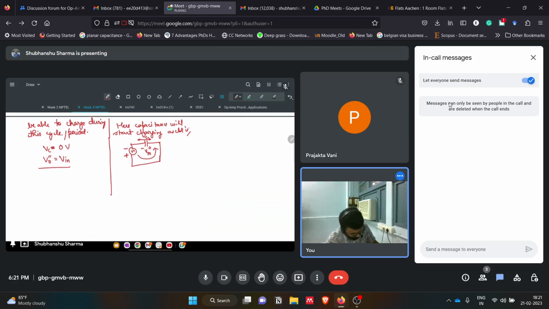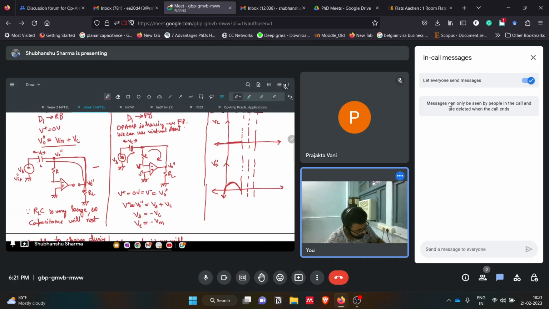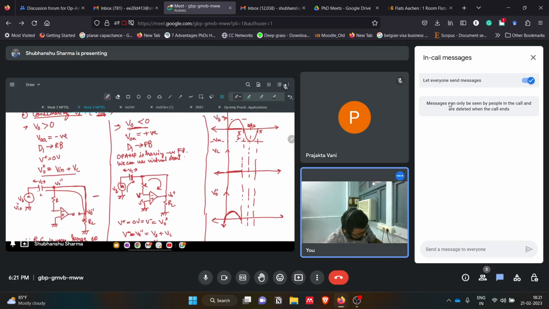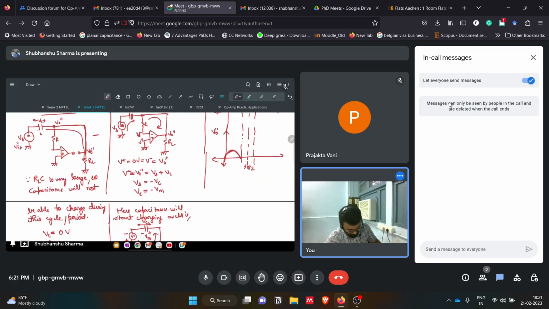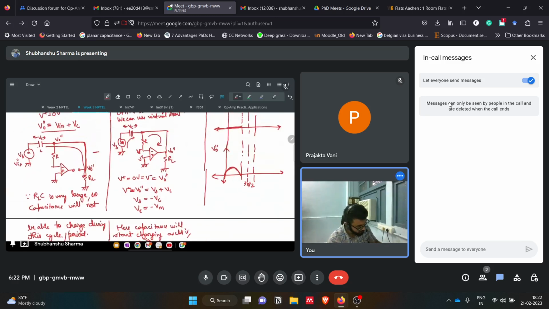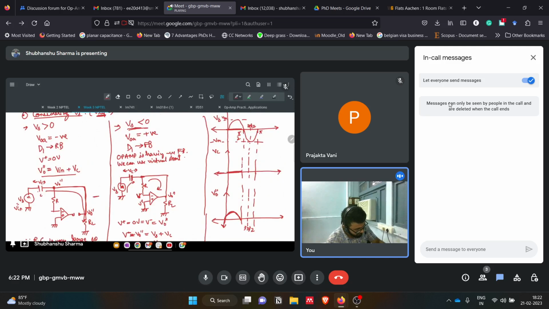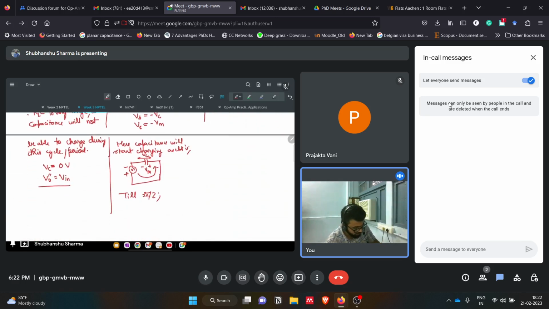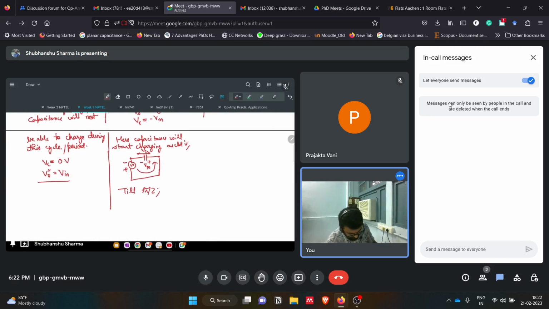Now this is happening till the 3 pi by 2 cycle. I will tell you why. Because here the input voltage is increasing on the negative side and keeps on increasing, and it reaches the minus Vm potential. The capacitor got its minus Vm potential. So we have Vc equal to minus Vm.